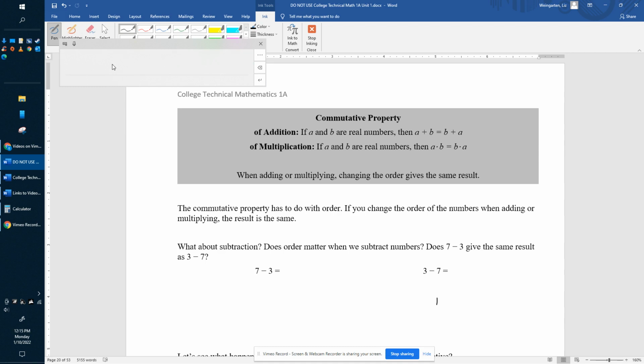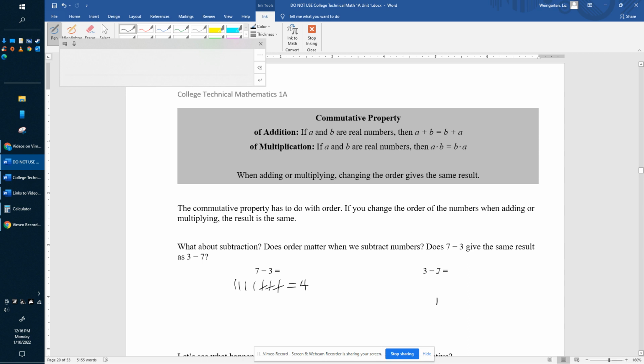Let's take a look at subtraction. 7 minus 3. So 7 minus 3 takes 7 tally marks. 1, 2, 3, 4, 5, 6, 7. Get rid of 3 of them. And we get 4 tally marks as our result.